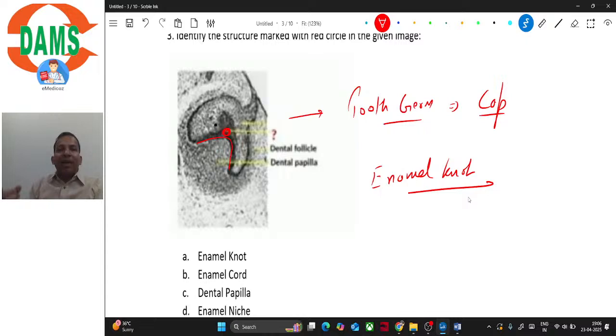Enamel knot is a group of cells that is seen associated with the inner enamel epithelial cells. From there, the epithelial cells that extend towards the outer enamel epithelium are known as enamel cord, isn't it? Dental papillary cells are the ectomesenchymal cells which are seen condensed here in the concavity of this cap stage, right? Whereas enamel niche is a temporary structure seen in the lateral lamina. It is nothing but a defect in the lateral lamina which contains again ectomesenchymal cells, right? So the structure that is marked here is enamel knot.